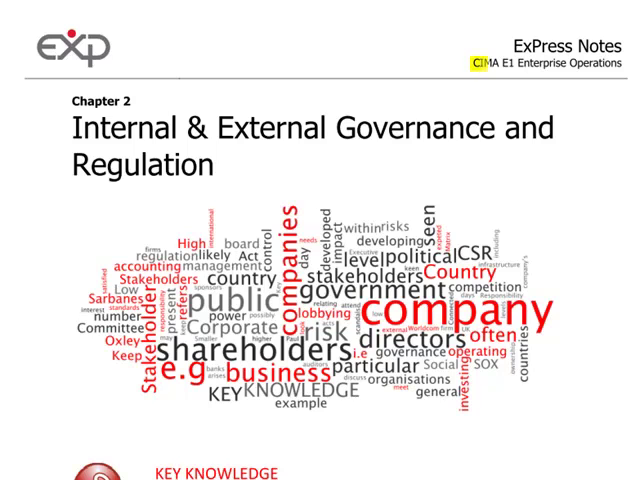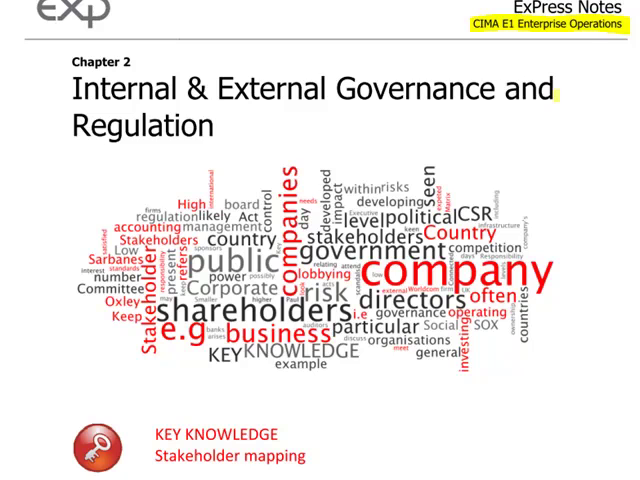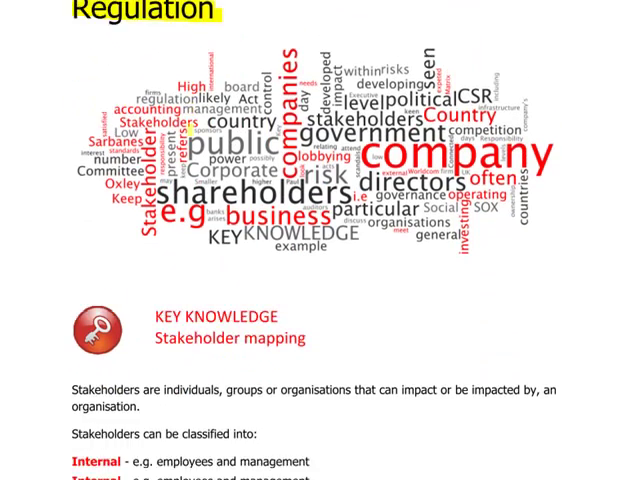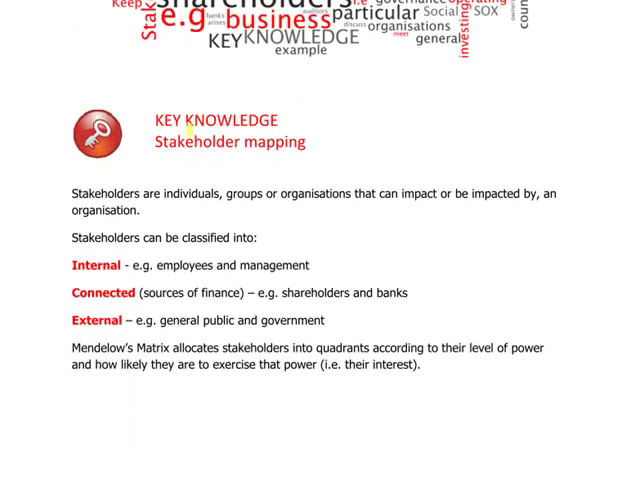Now we're looking at CIMA E1 Enterprise Operations and we're on chapter 2 of our Express Notes. This chapter is all about governance and regulation. The first thing we're going to look at is to introduce us to the concept of stakeholders and something called stakeholder mapping.